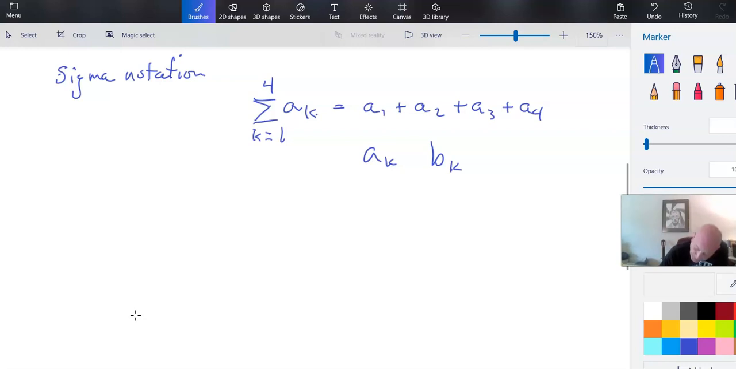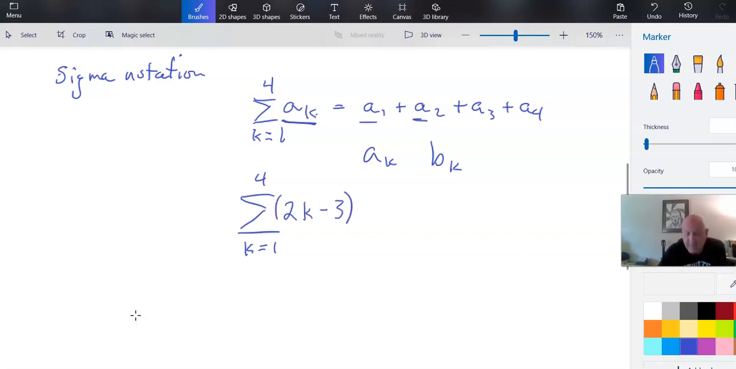They're called terms because each one of these is a term. So this is a generic term. If I wanted an actual term, I might have something like this: the sum from k equals 1 to 4 of 2k minus 3. A lot of the time when you have more than one term, that's called the summand. The things that you're adding up are the summands. So this is the summand.